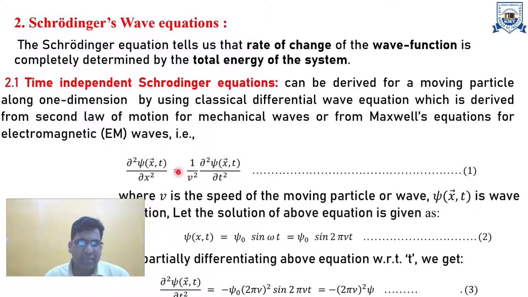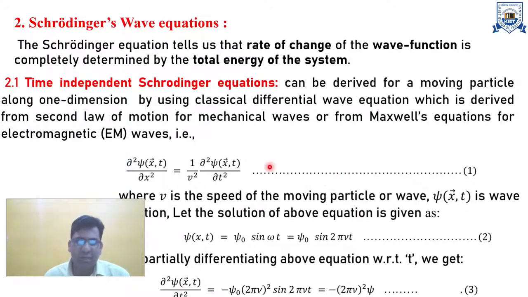The equation is represented as del square psi upon del x square equals 1 upon v square times del square psi upon del t square. Psi is the wave function, and v is the speed of the moving particle or wave. Let us find the solution of this equation.